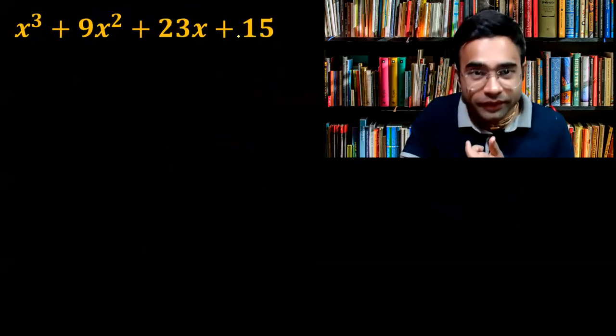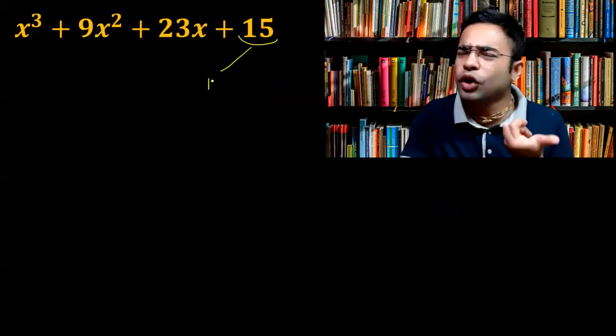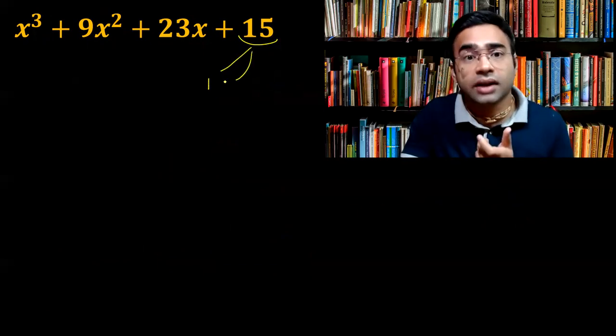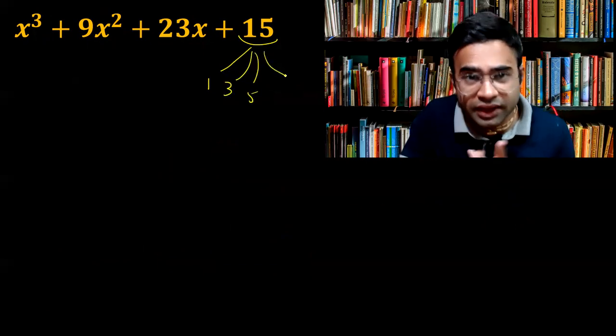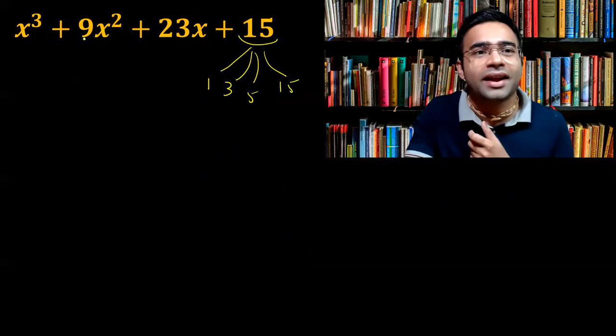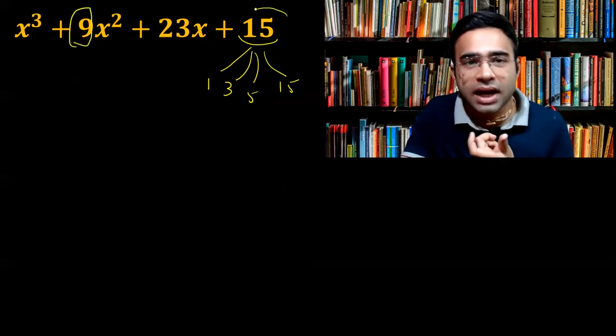Let's try some more. 15. Again, 1 will always be a factor of any number. Then let's take the number 3, then comes 5, and then 15. Take 3 numbers in such a way that the sum is 9 and the product is 15.